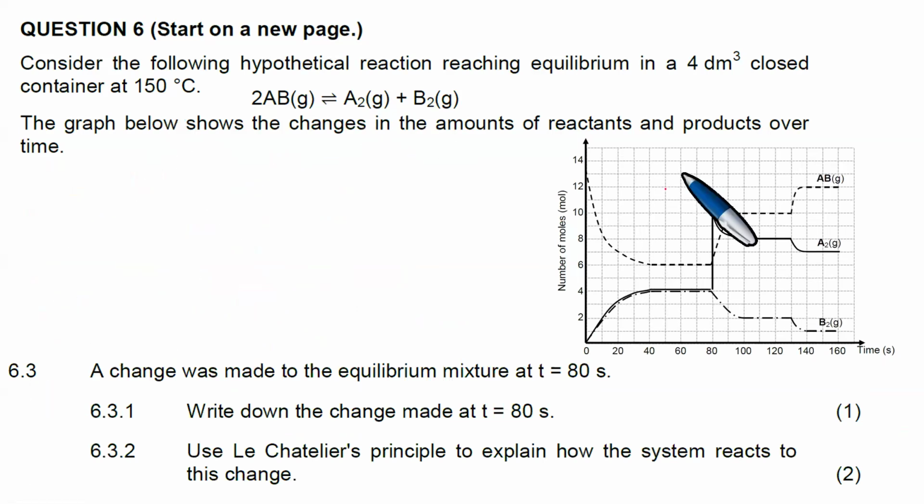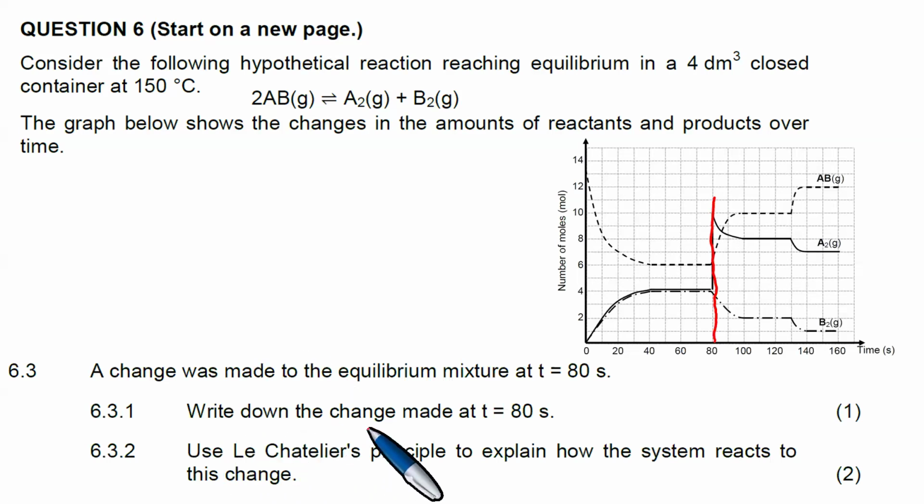Now we have the information above. A change was made to the equilibrium mixture at t equals 80 seconds, where t is time in seconds. At 80, a change was made. Okay, let us see what the examiner is saying.